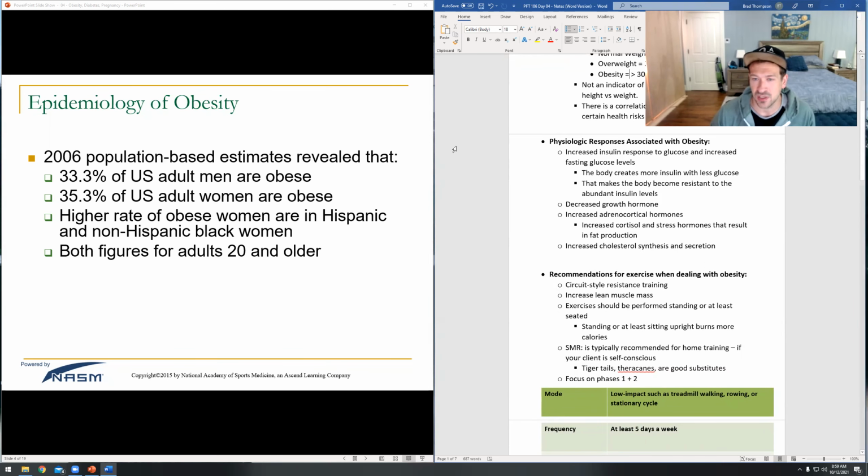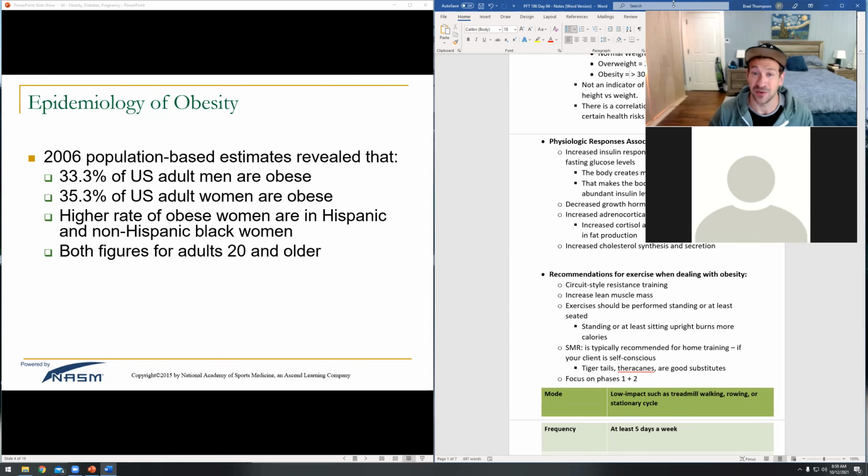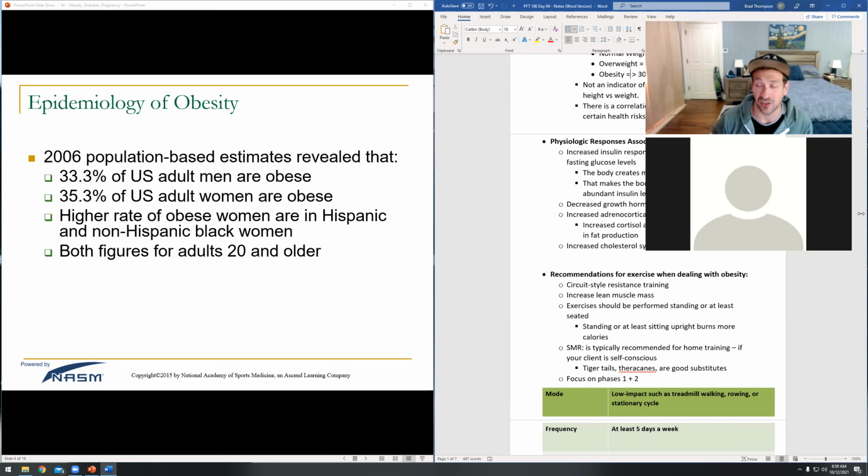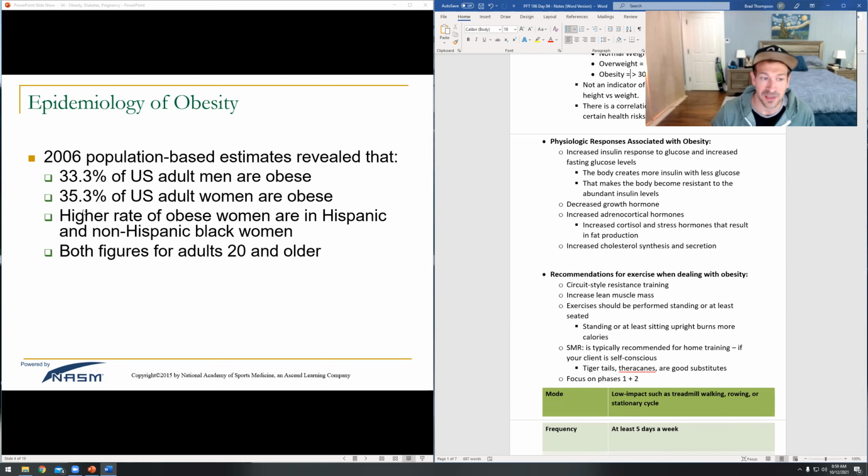When it comes to obesity, we do know that this is sort of an epidemic in its own way. I feel like that word has been used in the most extreme way in the last 2 years. It was an epidemic, and then it spread to other countries, and now it's a pandemic. But obesity is definitely still an epidemic here in the US. About 33% of all US men are obese. About 35% of US women are obese.